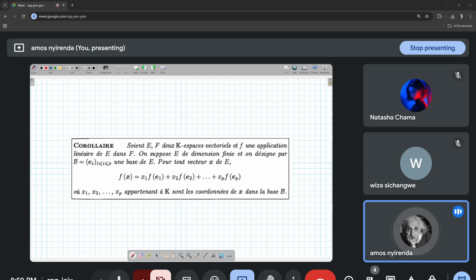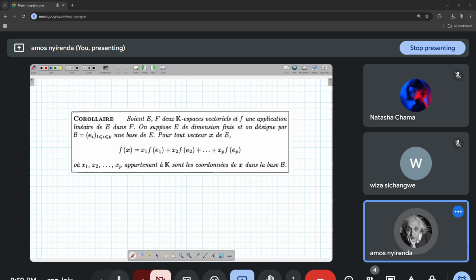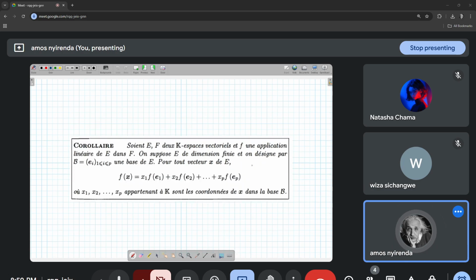And then pour tout vecteur x de E, we have that f of x is equal to x1 f of e1 plus x2 f of e2, and then plus dot dot dot plus xp f of ep. Now this is very easy to see because look, E is an espace vectoriel, and I'm saying that E has a basis B.